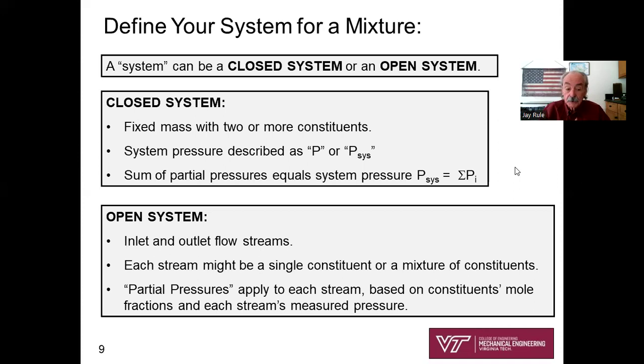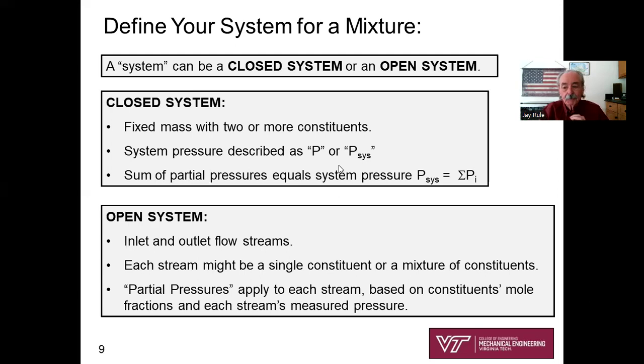Quick review: closed system, fixed mass, and for a mixture, we've got two or more constituents homogeneously mixed in that fixed mass. The system pressure is described as P, or in my world, P system. And recognize, the partial pressures we just covered sum to the system pressure, which really works for a closed system.